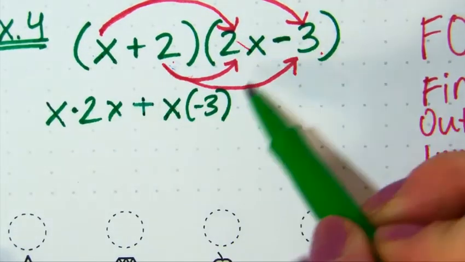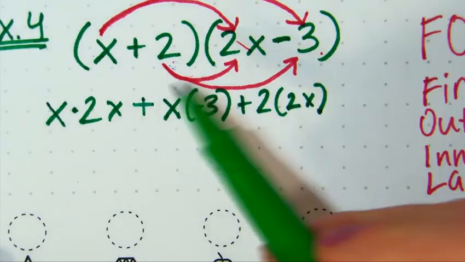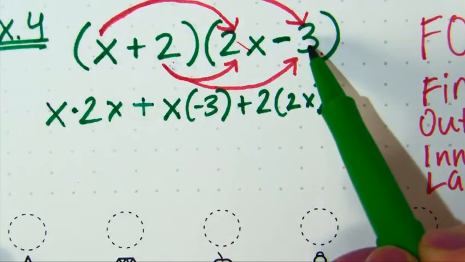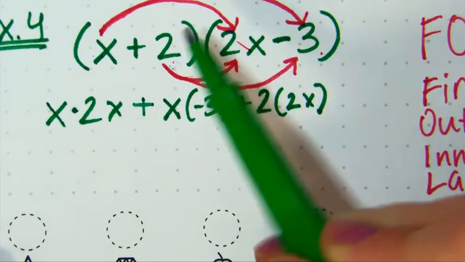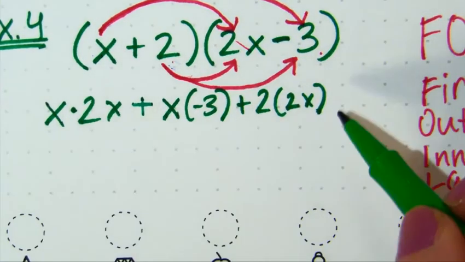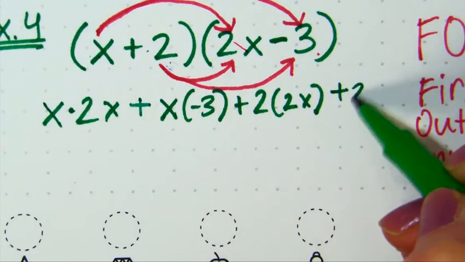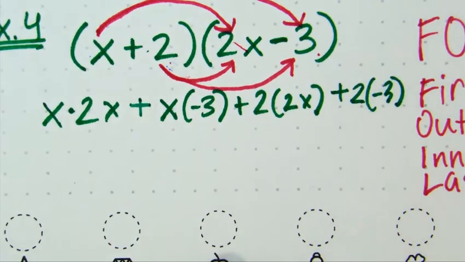2 times 2x. And again, I can either say plus 2 times -3, or I could say minus 2 times 3, however it makes sense to you. I'm going to say plus just because this is a positive 2, plus 2 times -3.